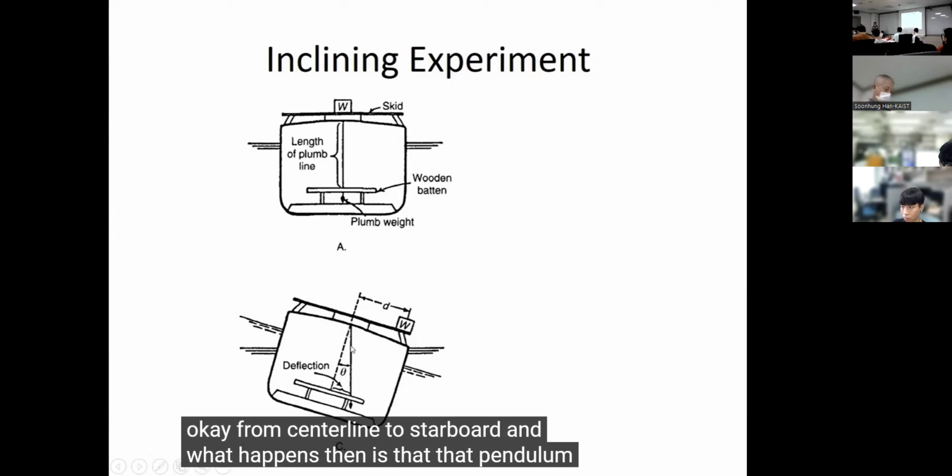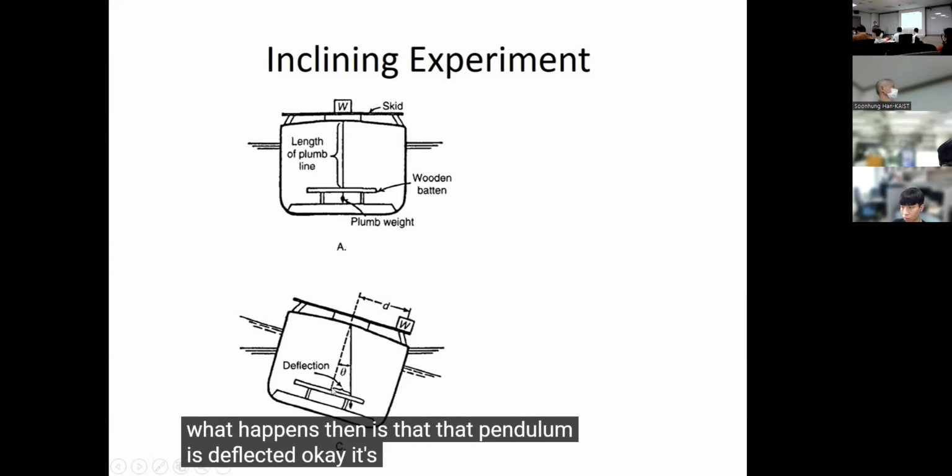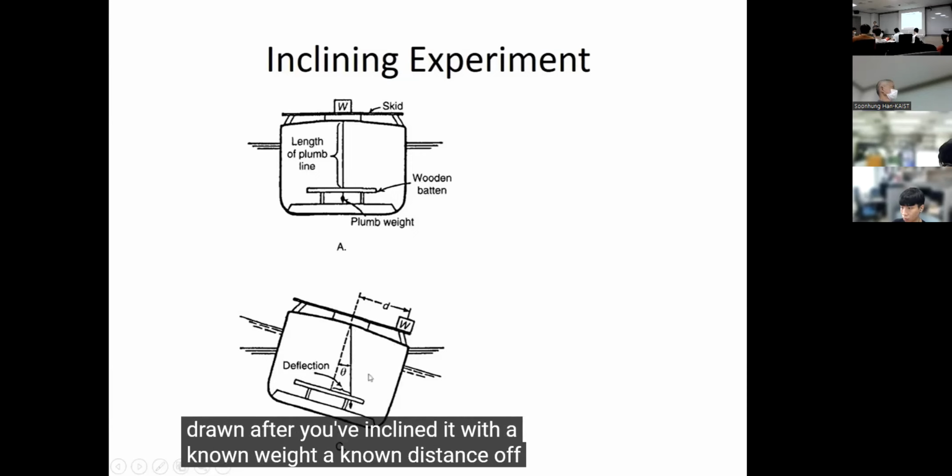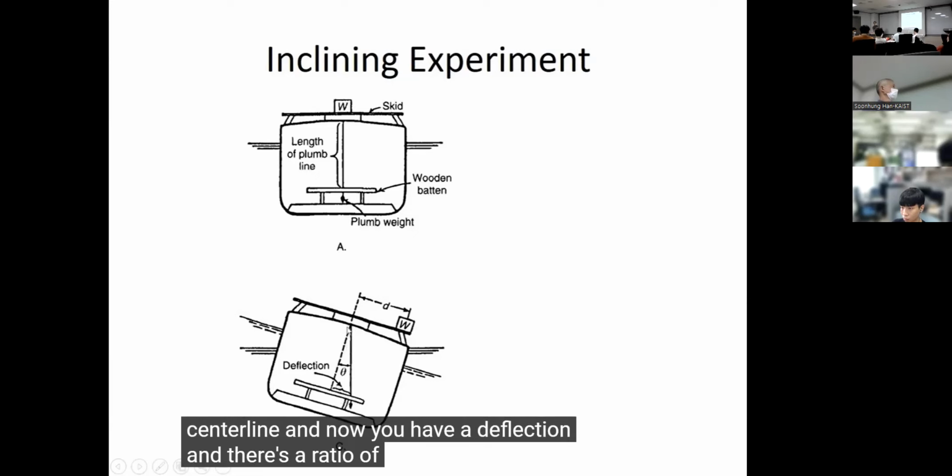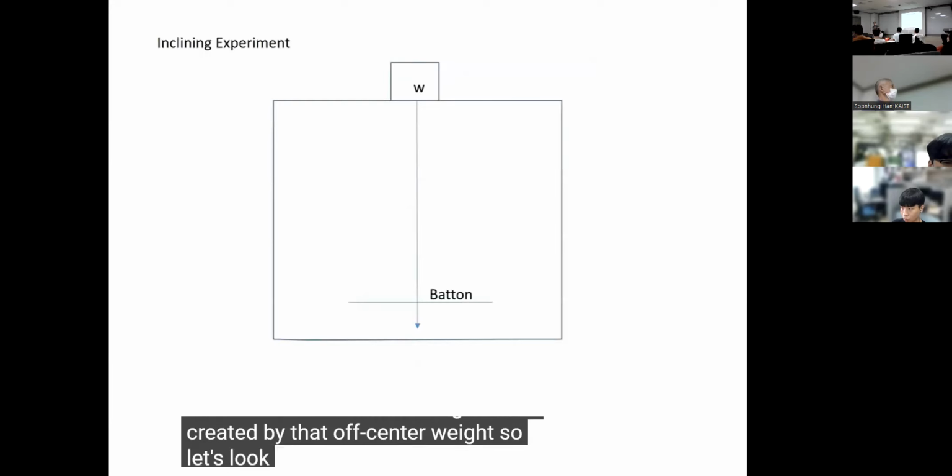What happens then is that that pendulum is deflected a certain distance, and you can actually measure it on the batten. You can draw a line there. So you have a line drawn for the center line, and then you have a line drawn after you've inclined it with a known weight and known distance off the center line. Now you have a deflection. And there's a ratio of the length of that pendulum and the deflection, and we can relate that to this angle theta, which would be the angle of list created by that off-center weight. So let's look at this a little bit more carefully now.